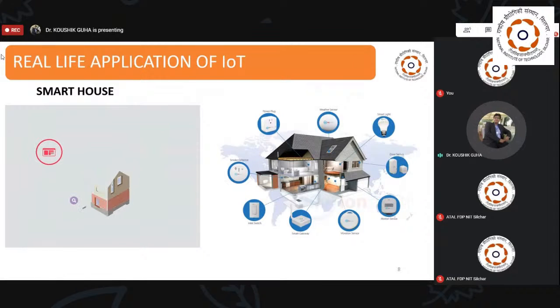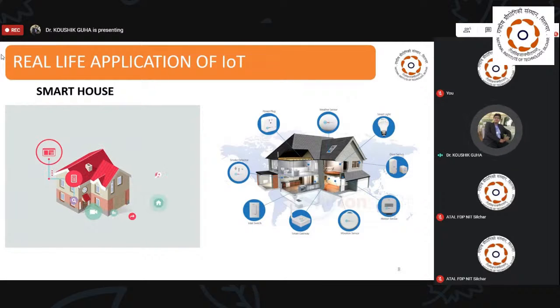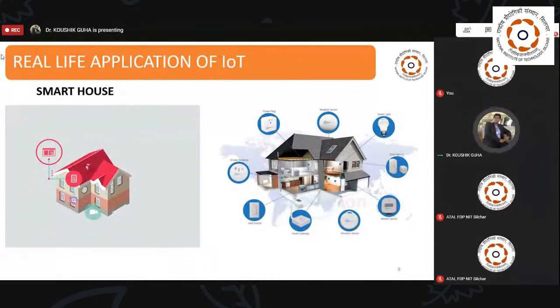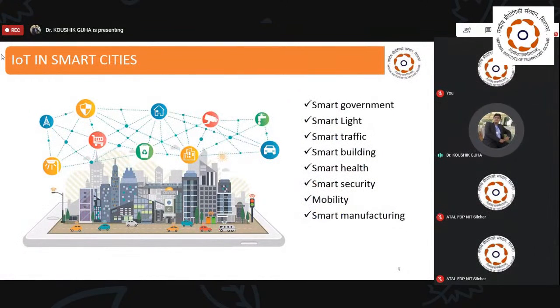Obviously, the smart house is one of the main ingredients of the smart city application, because in a smart city, all the houses should also be smart. By a smart house we mean a house where we can see the weather sensor, smart light, door sensing mechanism, motion sensing, vibration sensing, smart gateway, the smoke detector, and lots of other things embedded into the smart house. So the smart government, smart lighting, smart building, smart health, smart security, mobility, and smart connectivity are the ingredients to make a successful smart city.